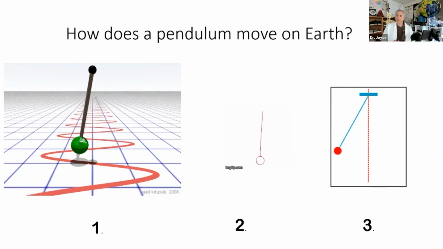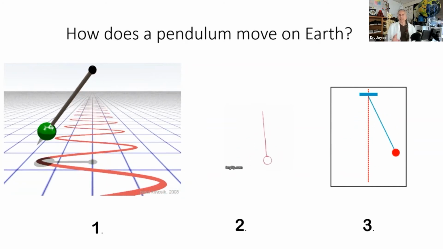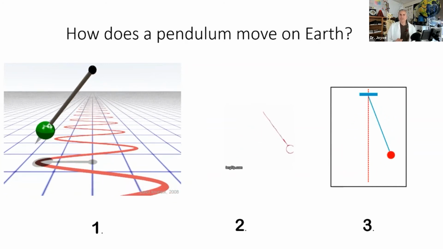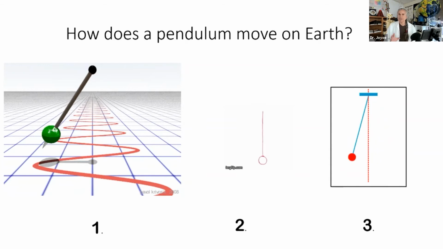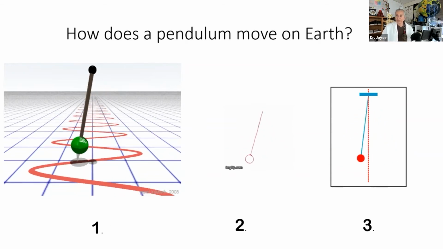But look at number 2. This is what happens on Earth. Gravity will slow it down and it will stop. And so there's all this motion and all this stopping that we have to contend with on Earth.